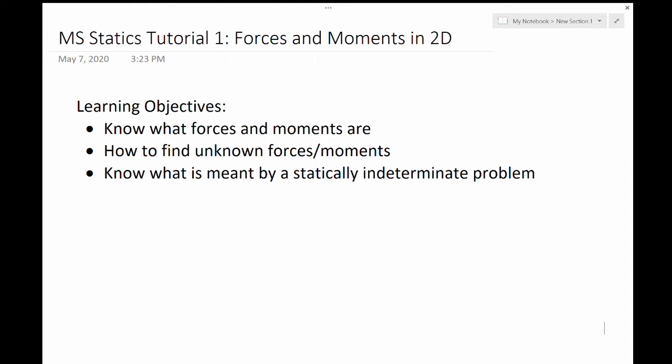So in this first tutorial, we're going to be briefly covering forces and moments, and then talking about how to solve for unknown forces and moments, and then finally we're going to finish off by talking about what we call a statically indeterminate problem. Many of you are probably familiar with the basic idea of forces and force balance, and statics is the analysis of systems at rest.